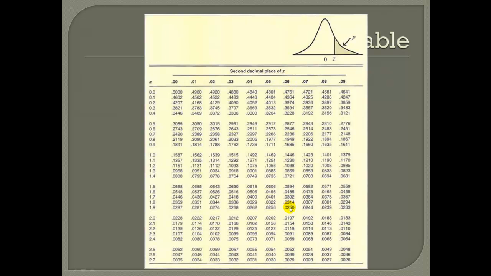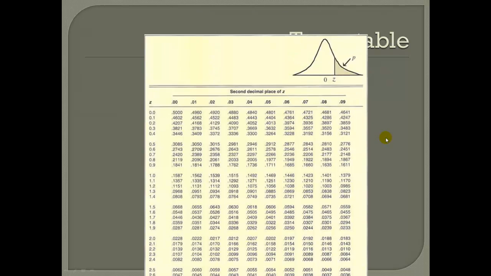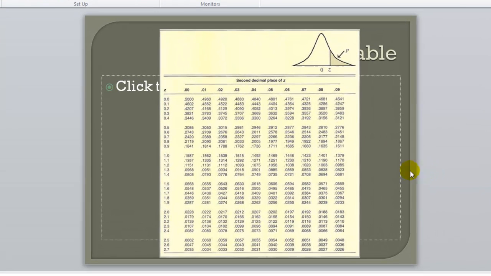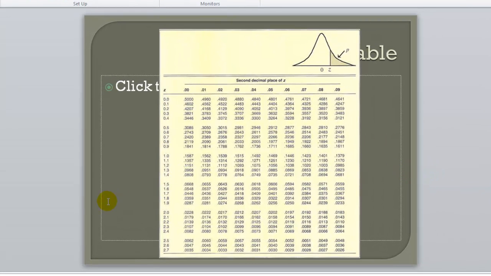But again, you're looking at the alpha level you're setting, and then you go over to the sides to find the actual critical value that you'll compare the results of your test to. Now, the t-table is a little bit different in its setup. With it, you need to know the degrees of freedom. So for the t-table, I'll pull one up online, but it's basically the same setup as the one that's in your book.